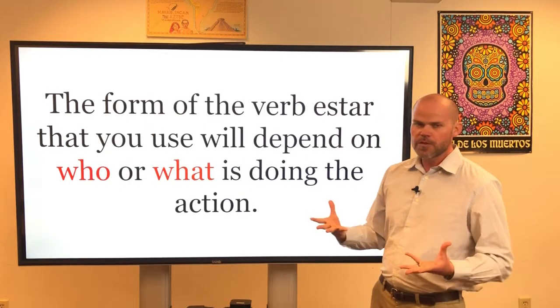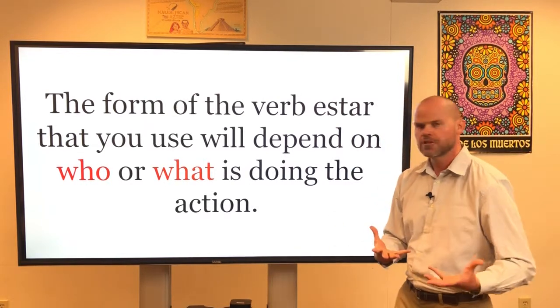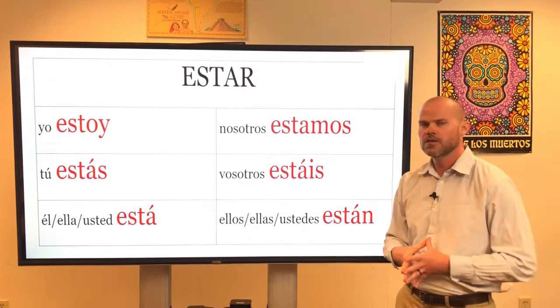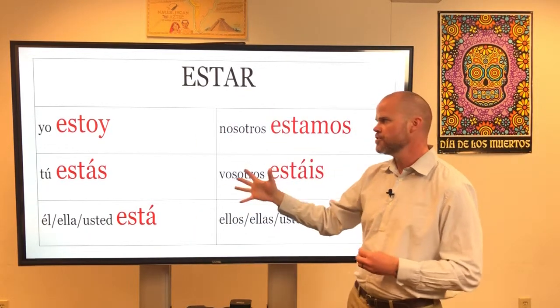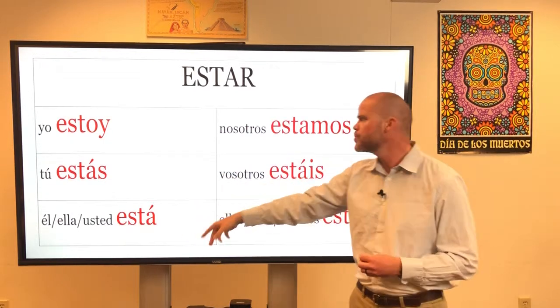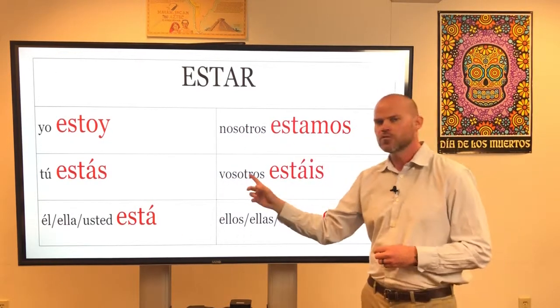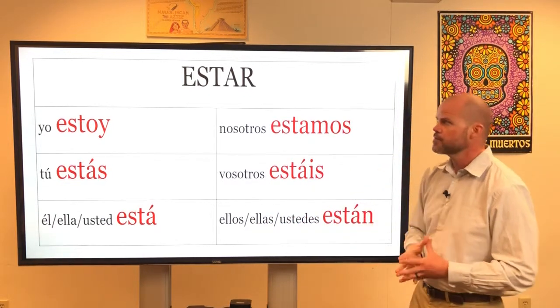The form of estar that we're going to use will depend on who or what is doing the action. And here I have the verb estar conjugated in the present tense just as a refresher. So we have yo estoy, tú estás, él, ella, usted está, nosotros estamos, vosotros estáis, ellos, ellas, ustedes están.